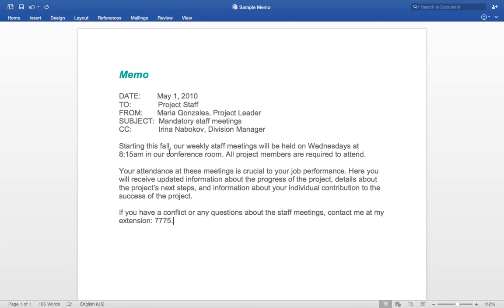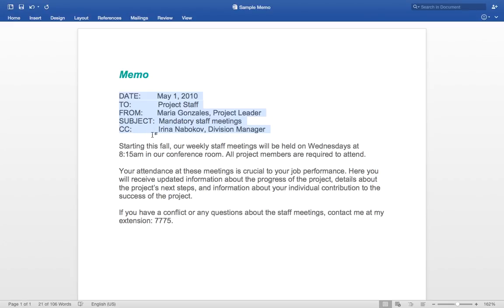Okay, we can also see that underneath the heading of memo are some particulars that are important, kind of the who, what, and why of the memo. So it lists here the date that the memo was distributed. It tells us who the audience is, the project staff, who wrote the memo, the author, who it's from, their project leader, Maria Gonzalez, the subject of the memo, mandatory staff meetings. And then also this final thing here, which is CC, and that means carbon copy.